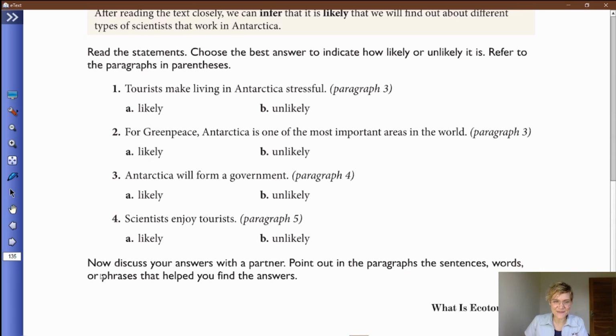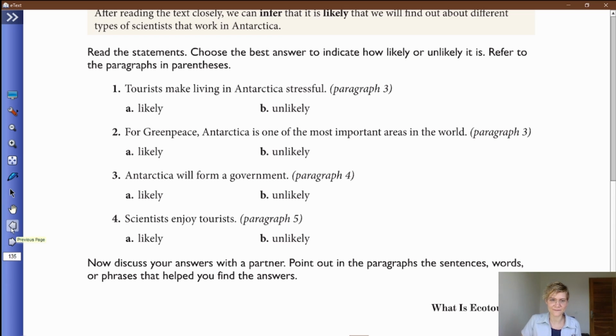Okay, read the statements. Choose the best answer to indicate how likely or unlikely it is. Refer to the paragraphs in the parentheses. For instance, number 1. Tourists make living in Antarctica stressful. You will have to go back to paragraph 3 and see whether that is likely or unlikely to be discussed.